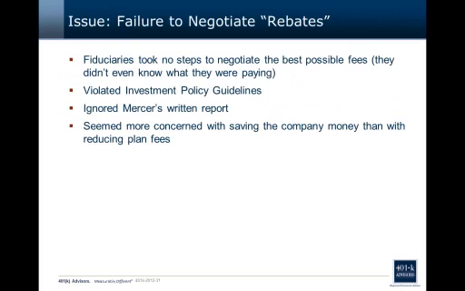The next issue was they failed to negotiate rebates. So again, thinking back to the policy statement said you should be doing this, they took no steps to negotiate the best fees. If you think about it, with a $1.3 billion plan, you're in a pretty good position of negotiation with funds, with a fund manager, with a provider, to get really inexpensive funds or fees with very, very low investment management costs. So as a result, they violated the policy guidelines. They ignored Mercer's written report. Ultimately, what the court deemed was they seemed more concerned with saving the company money than with reducing plan fees to the participants.